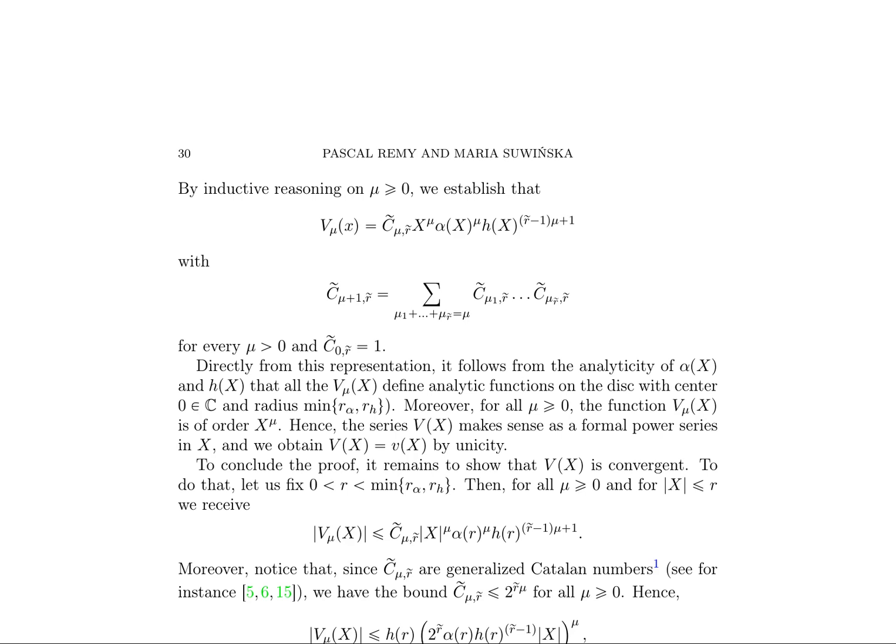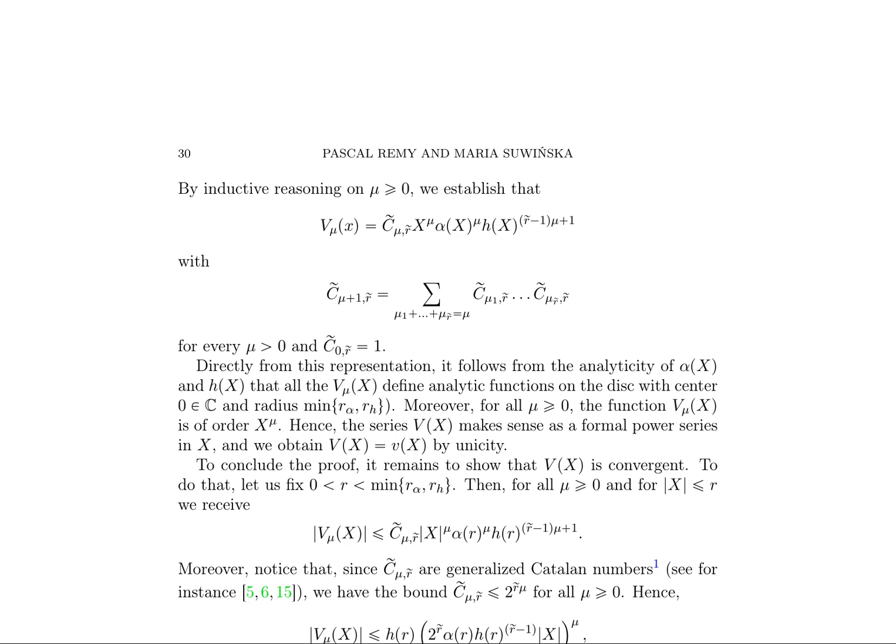They introduce the concept of a series V(x), defined as a sum of terms involving the variables x, mu, and rc(mu, r), which are generalized Catalan numbers. The series is shown to be normally convergent on a specific disk with center 0 and radius, implying V(x) is analytic at 0, thus completing the proof of proposition 6.3.